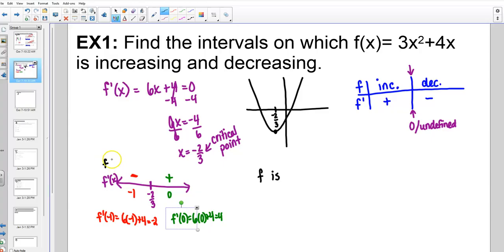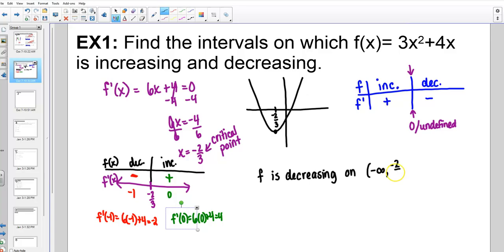If you wanted, you could add this to your chart. The fact that f prime is negative tells you that f is decreasing. The fact that f prime is positive tells you that f is increasing. However, they will not take a chart as your only reason, and you have to write it out in words for these types of problems. So f is decreasing on the interval from negative infinity to negative 2/3.